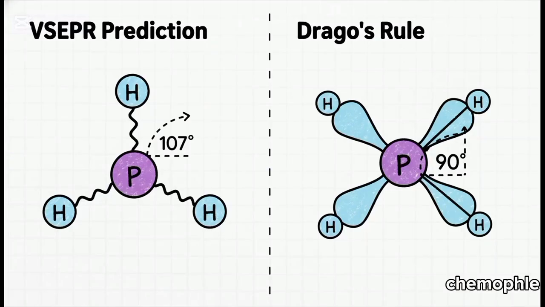If you check all 3 of those boxes, something pretty weird happens. When Drago's rule applies, the atom basically gets lazy. It decides it's just not worth the energy to create the special blended orbitals that VSEPR theory assumes. Instead, it uses its basic p orbitals to form bonds, and those just happen to be naturally oriented at 90 degrees to each other. So for a molecule like phosphine, instead of the 107-degree angle VSEPR predicts, its actual angle is way closer to 90 degrees.